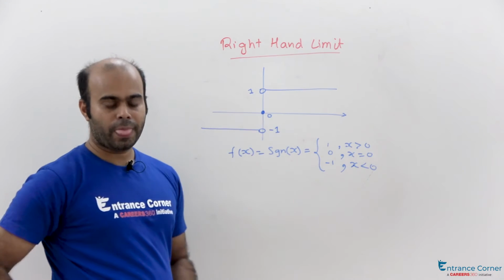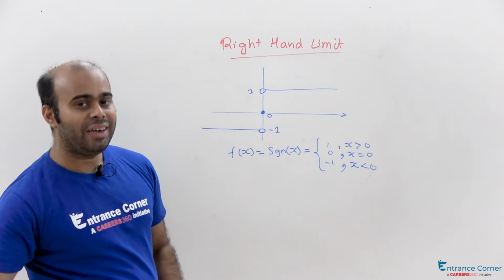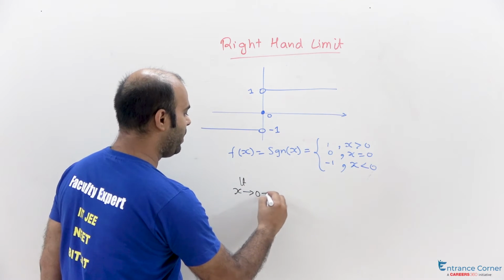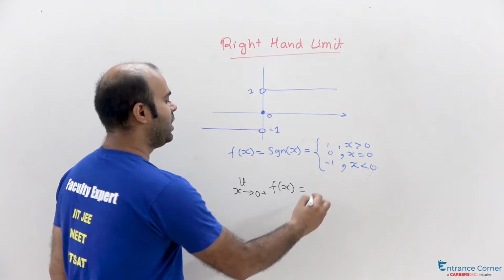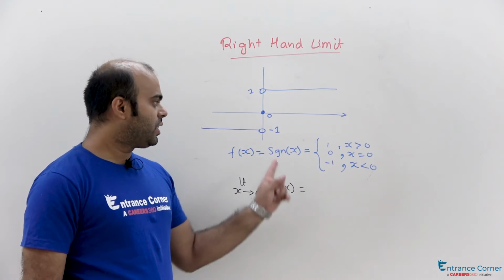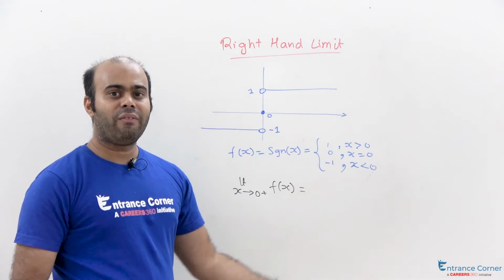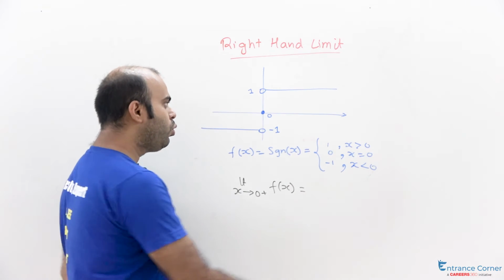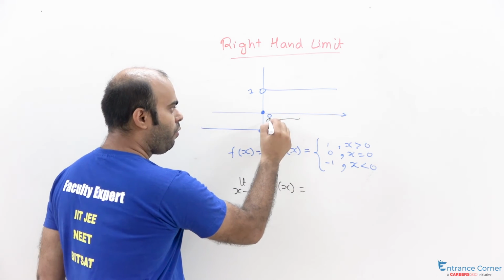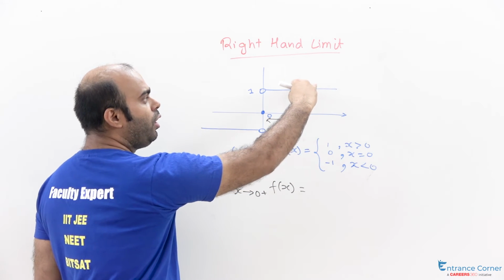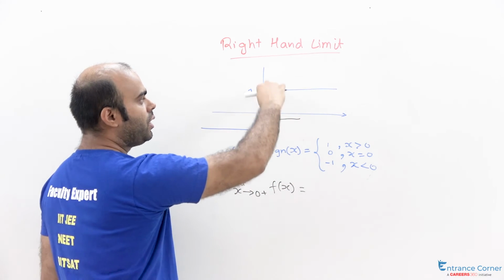This is the graph. Now if it is asked, find the value of limit x tending towards 0 plus f(x), which means if you approach this function from the right of origin, what value will be the limit? So you are approaching 0 from the right of origin, which means from here you are going like this. What do you expect at x equal to 0?